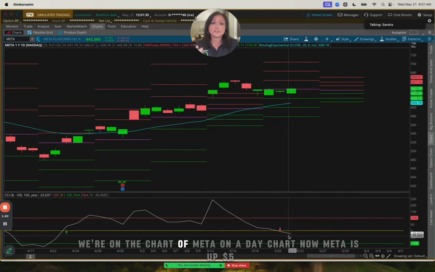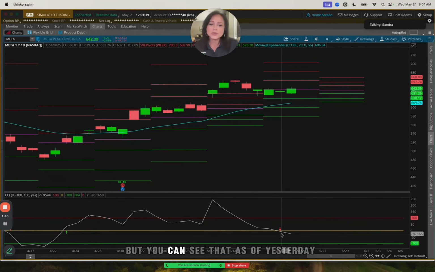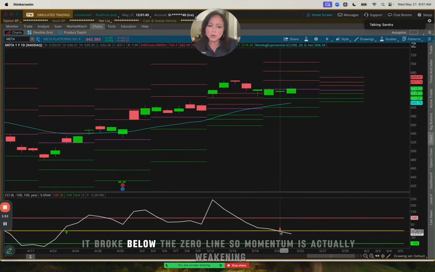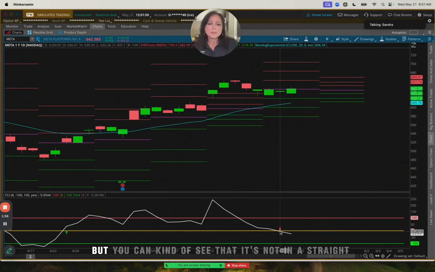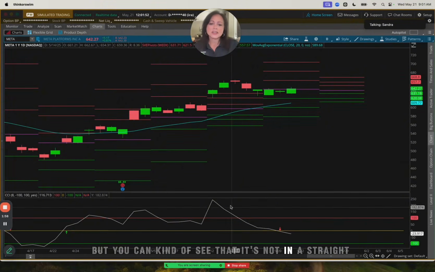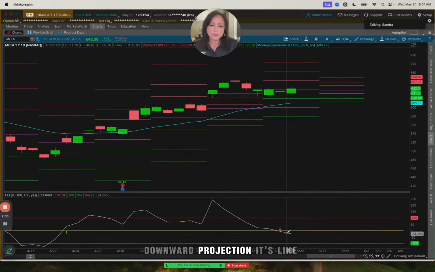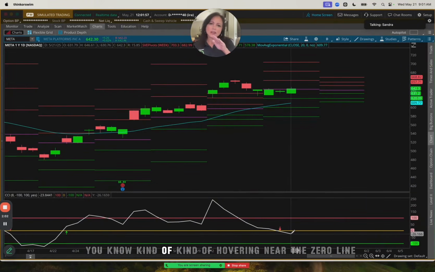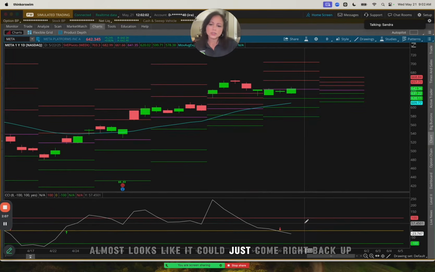We're on the chart of Meta on a day chart. Now, Meta is up $5, but you can see that as of yesterday, it broke below the zero line. So momentum is actually weakening, but you can kind of see that it's not in a straight downward projection. It's kind of hovering near the zero line. Almost looks like it could just come right back up.